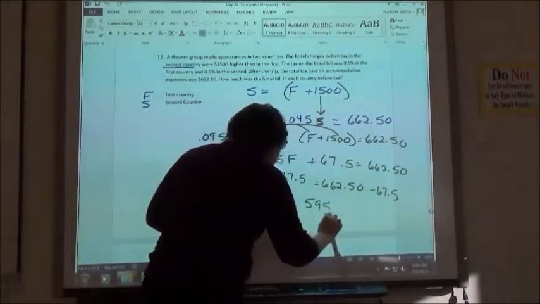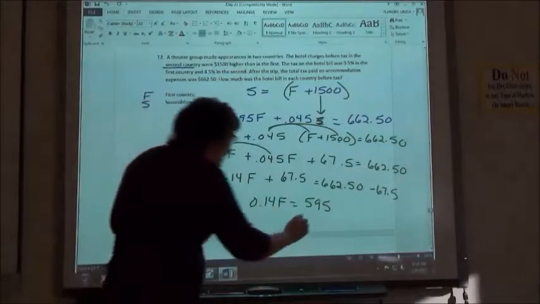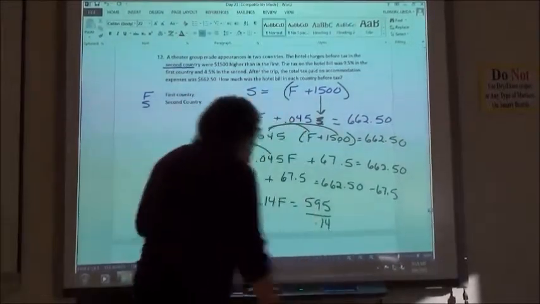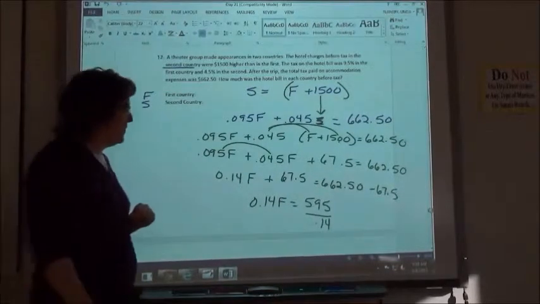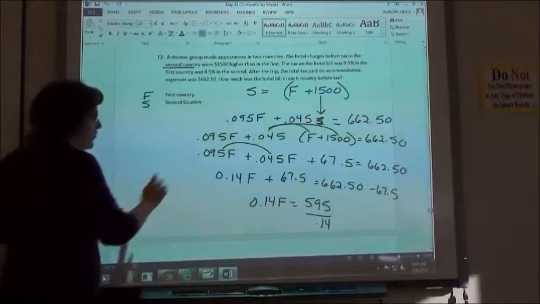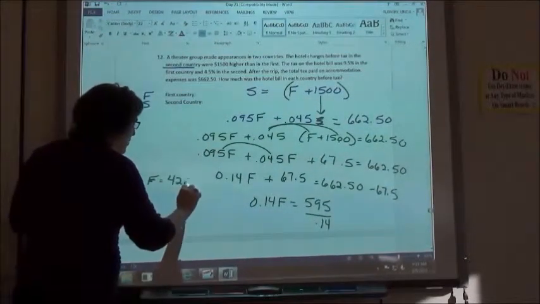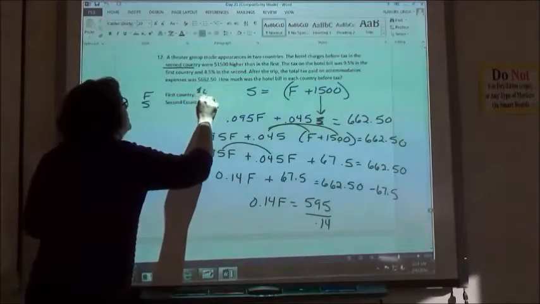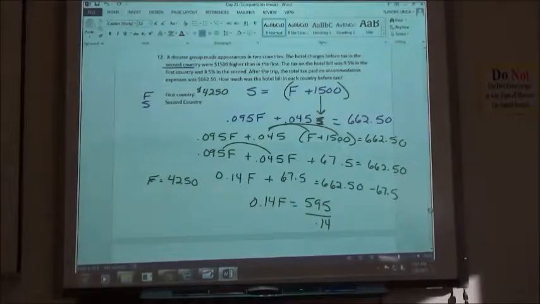That would be $595. And then we're going to divide by our 14%. So divide that by 0.14. 4,250. So the first is $4,250 for my hotel charges for a week.